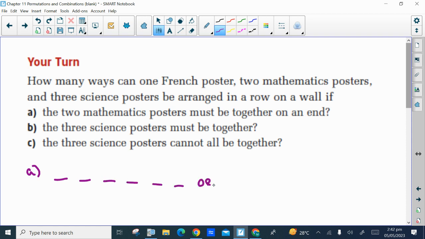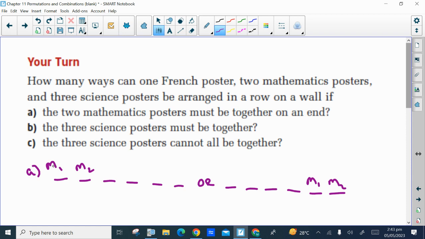And what you have to realize here is that there are 2 possibilities that we need to look at. The first possibility would be if the math posters are at the left end, or the first 2 positions. The other possibility is if they are in the last 2 positions. They just have to be on an end. Can be on the left end or the right end.